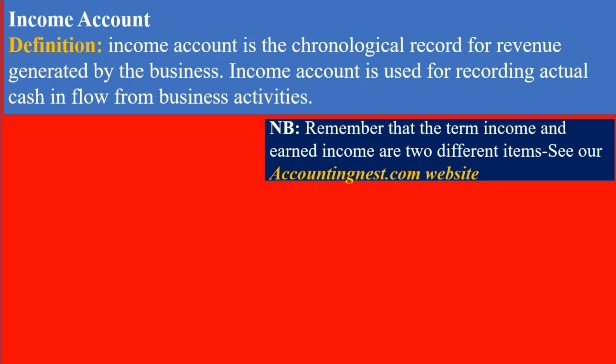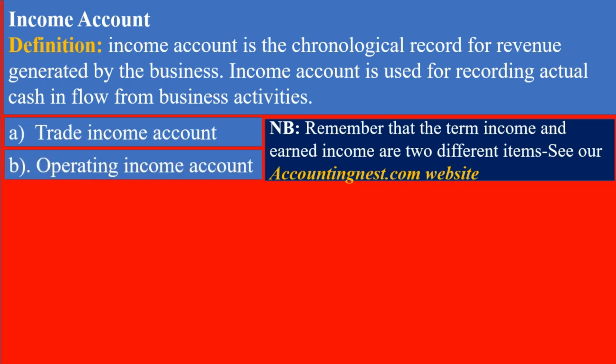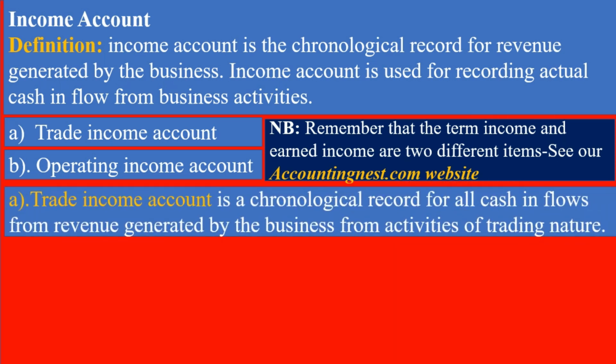Under this classification, we have a further division of this account into trade income account, that is A, and B, we have got operating income account. So let's go to the case of trade income account. How do we define this term? Now, a trade income account is a chronological record for all cash inflows from revenue generated by the business from activities of trading nature. All right?